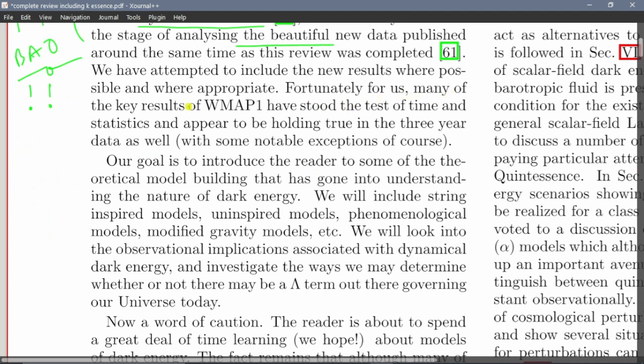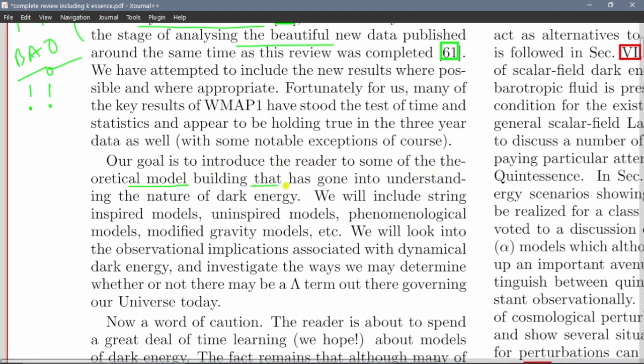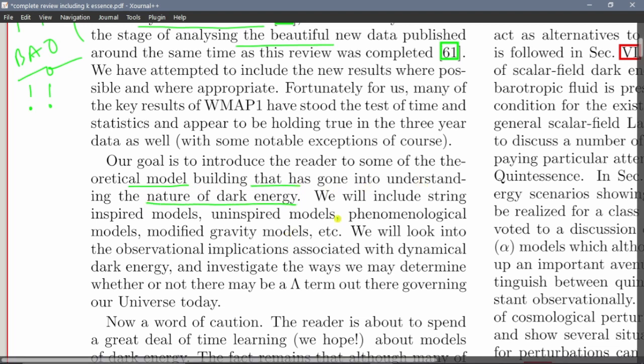Fortunately for us, many of the key results of WMAP 1 have stood the test of time and statistics and appear to be holding true in 3-year data as well. Our goal is to introduce the reader to some of the theoretical model building that has gone into understanding the nature of dark energy. We will include string-inspired models, uninspired models, phenomenological models, modified gravity models, etc. So in this review, we are going to see all of this.